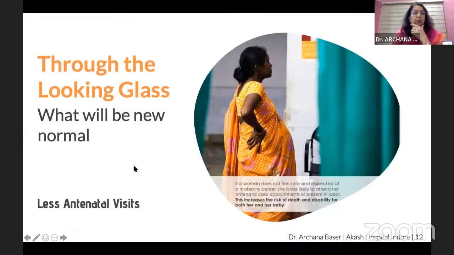So if you look through the looking glass, what will be the new normal? Because women are very busy and are working, they don't want to attend too many antenatal visits, and even some women, because of constrained resources, want to attend fewer antenatal visits.